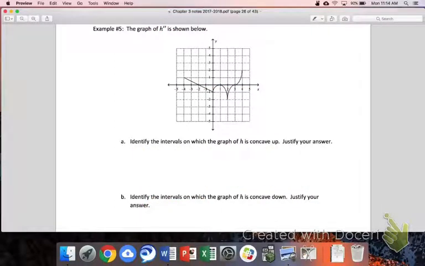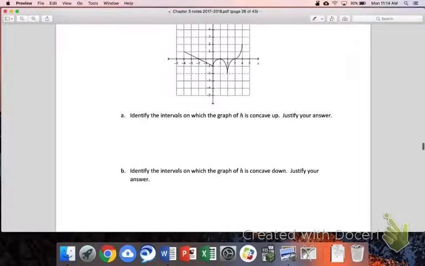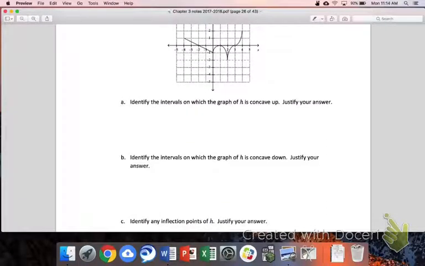Okay? All right, and then the last one was inflection points. So how many inflection points did you see for h? 2, and they happened where? -2 and 3. I agree with that. So I'm just going to put this over here: x equals -2, x equals 3.